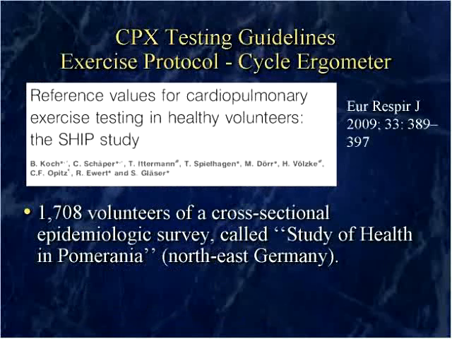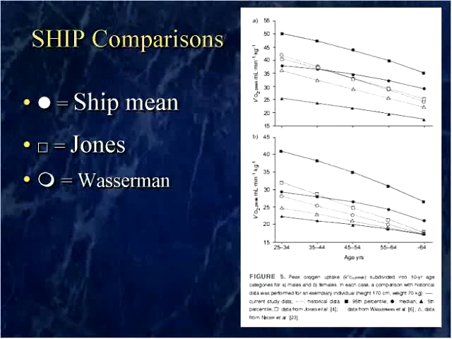In 2009, there was the SHIP study. It had 1,700 volunteers. It was part of a study of health in Northeast Germany, and the data that came from that showed fairly decent correlation with some of the other authors out there as far as age and predicted VO2 ranges. As you can see, when you're in your 20s, your predicted VO2 is around 30 or so mils per kilogram, and as you age, that continues to fall until you get down around 20 mils per kilogram.